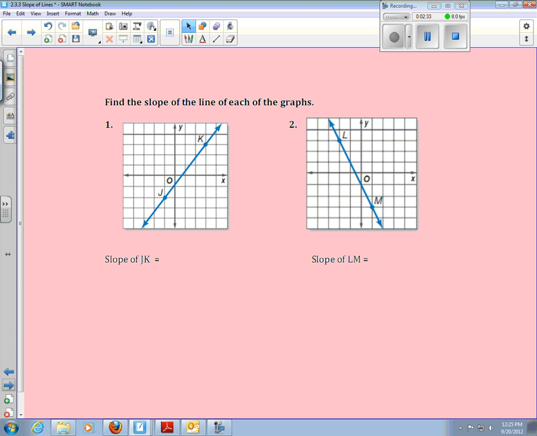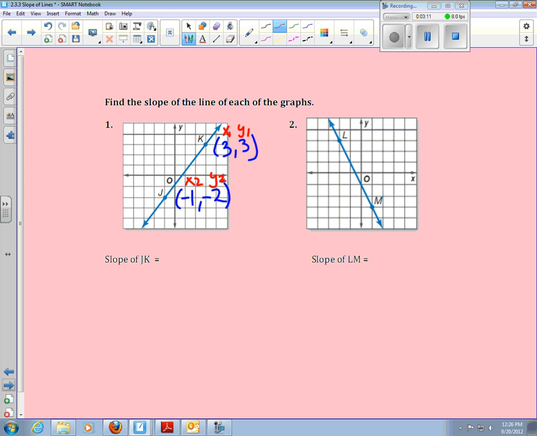All right, so now we have some problems where we're going to find the slope of each graph. Let's take a look at number 1. First off, we need to label our points. K is up 3 and over 3, and J is down 1 and to the left 2. It doesn't matter which point you call x1, y1, as long as you keep the 1's together and the 2's together. If I flip-flop those and called 3, 3 x2, y2 and negative 1, negative 2 x1, y1, we should still receive the same answer.